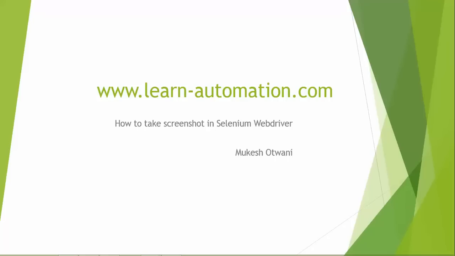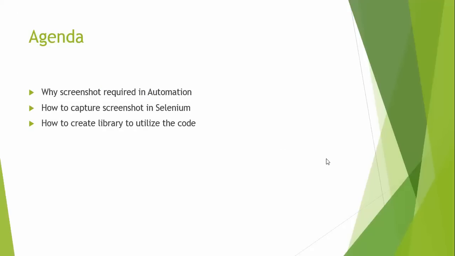Okay, so before moving to the actual video, let's discuss what exactly we are going to cover in this video tutorial. So we'll talk about why we are taking screenshot in automation and how we can capture the screenshot in Selenium WebDriver. And once we are comfortable with capturing a screenshot in Selenium, then we'll quickly go ahead and we'll see how to create library so that the same code which we will write to capture screenshot we can utilize again and again, because it doesn't make any sense to write the same code in different places if we have to do the same activity. So with the help of libraries, we'll utilize the code which we have written previously.